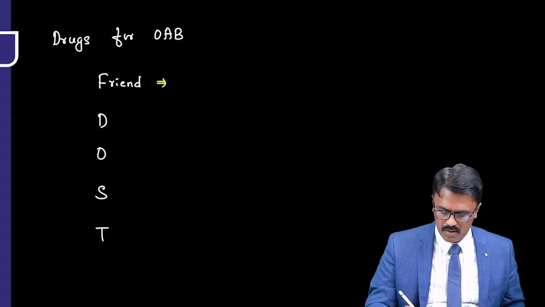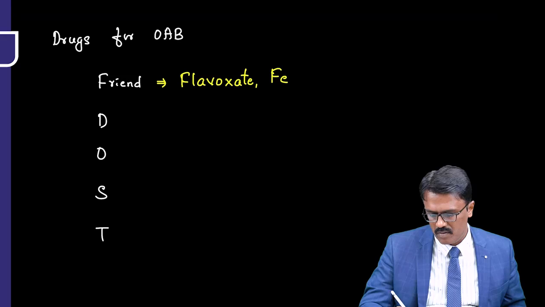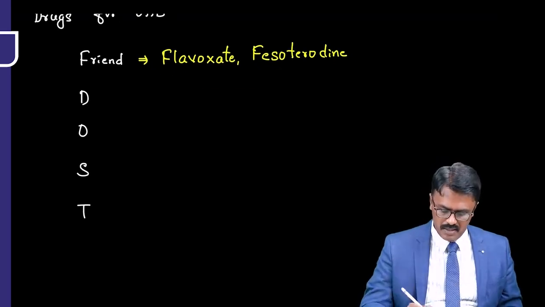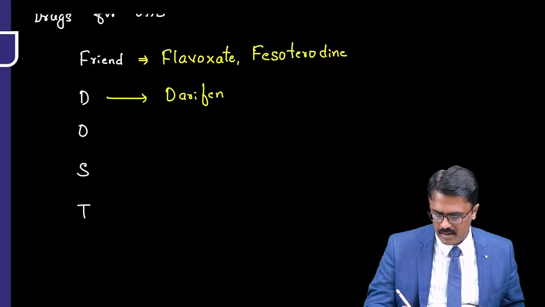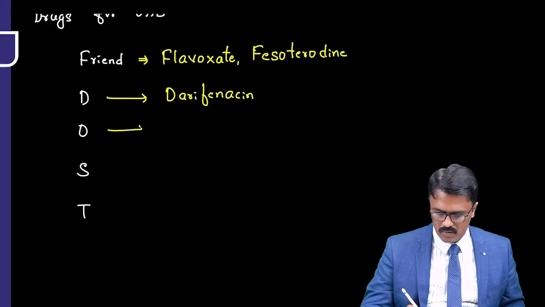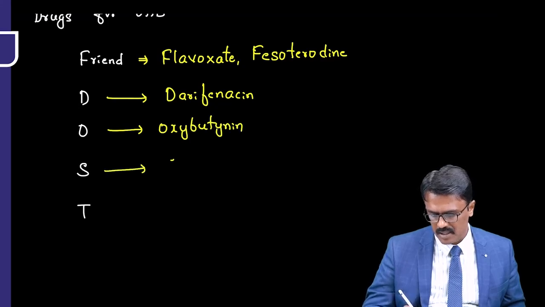F stands for a drug by the name flavoxate. We have one more drug called fesoterodine. D stands for darifenacin. O stands for oxybutynin. And S stands for solifenacin.